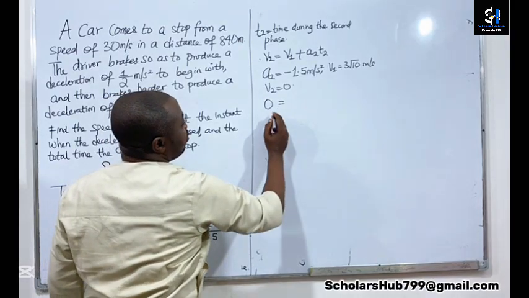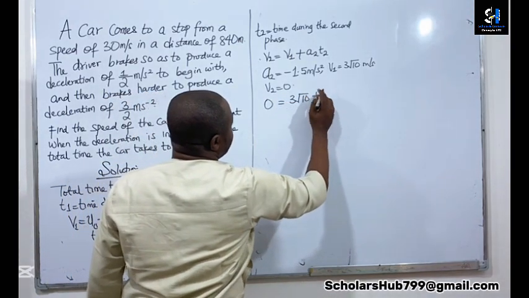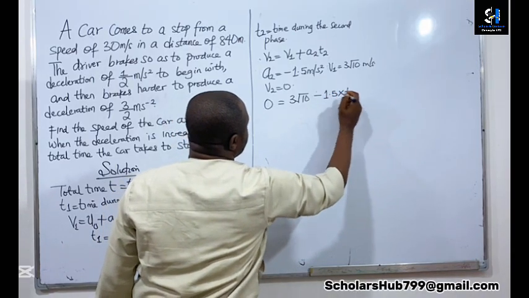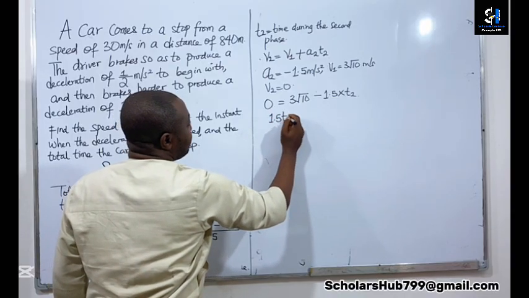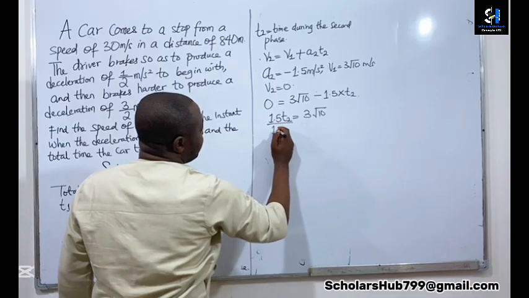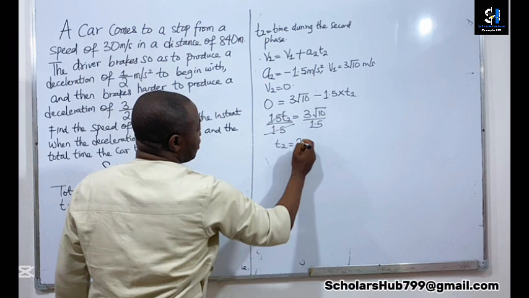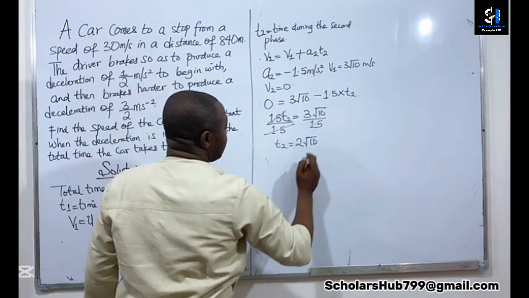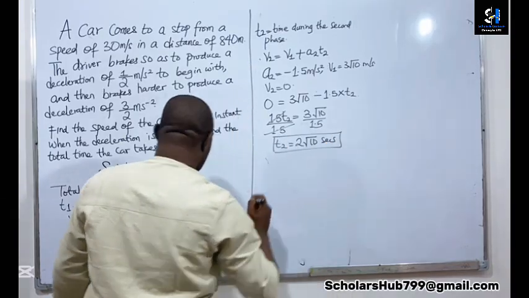So we have 0 equals v1, which is 3 root 10, minus 1.5 multiplied by t2. So 1.5 t2 equals 3 root 10. If we divide both sides by 1.5, this would be 2 root 10. That will be 2 root 10 seconds. I'll get the values later.